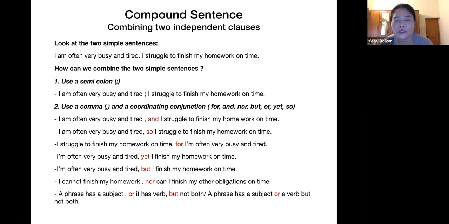See, I use two coordinating conjunctions for this sentence. It's a compound sentence with a coordinating conjunction. A phrase has a subject or it has a verb, but not both.